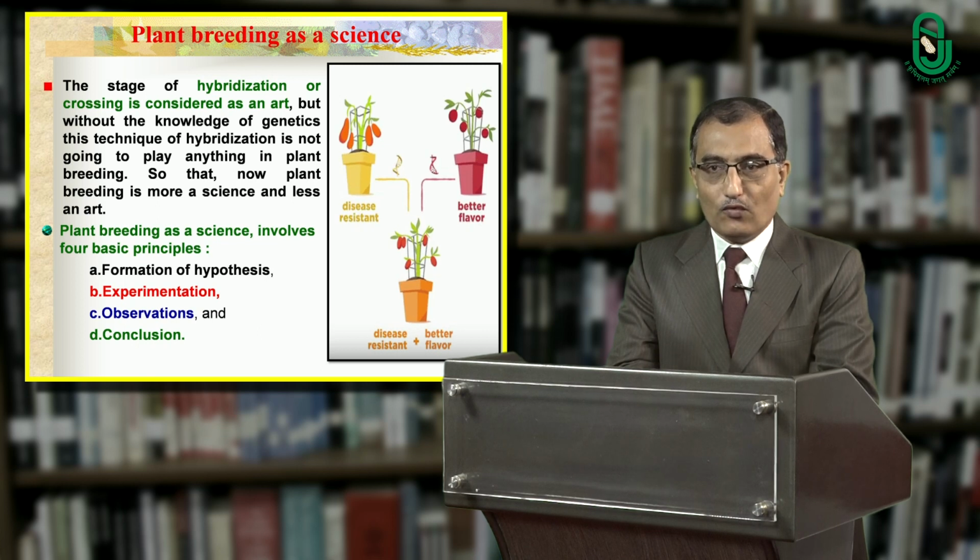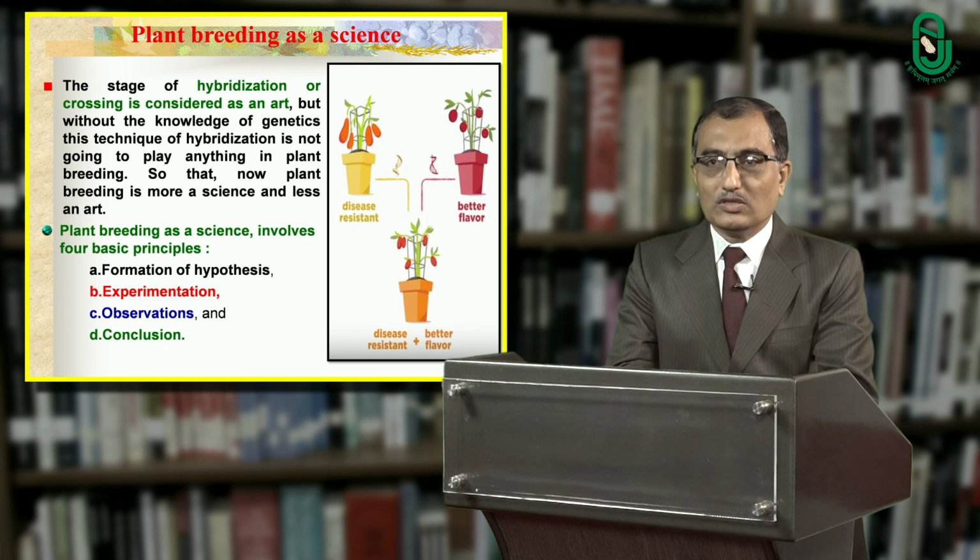There are four basic principles involved in the science of plant breeding: formation of the hypothesis, experimentation, observations, and finally we can give the conclusions based on our observations. Here one slide is shown that disease resistance and better flavor from two different varieties can be combined in one variety by the technique of hybridization, and that is the role of science.